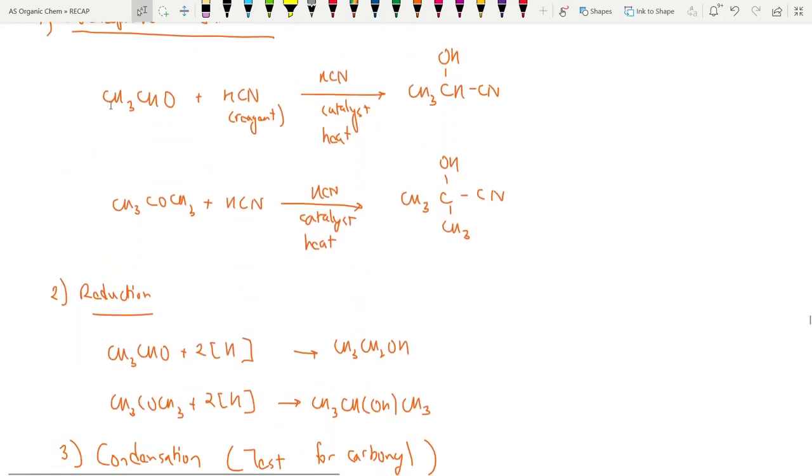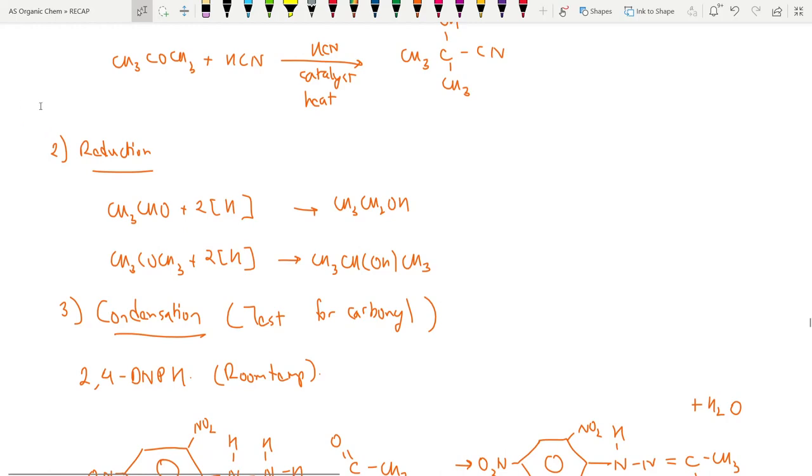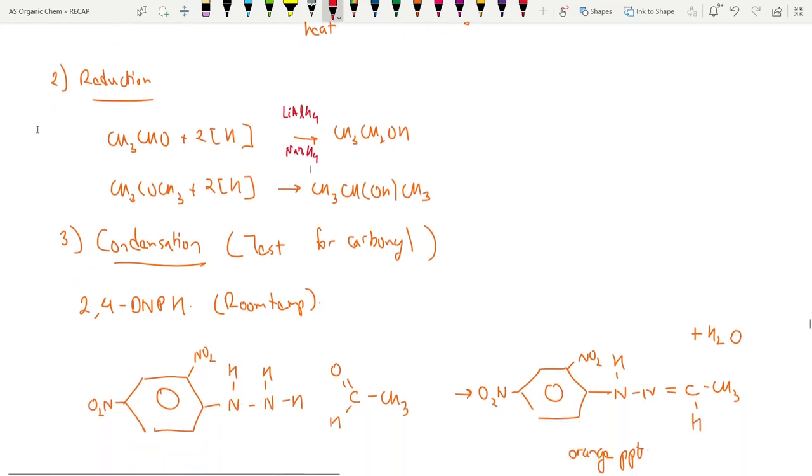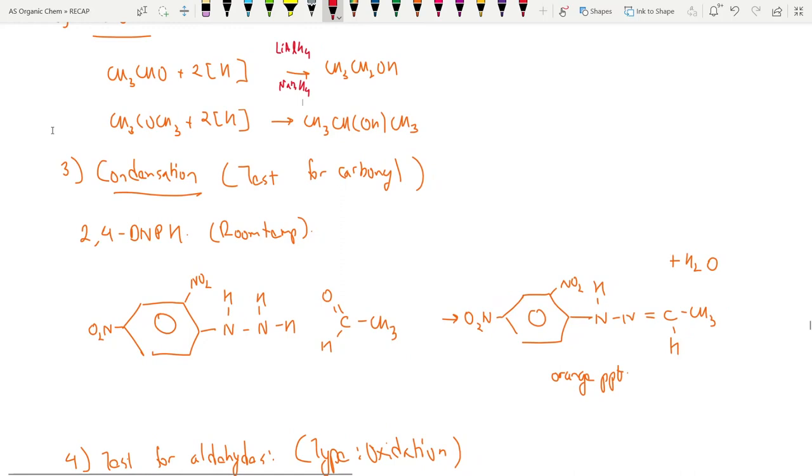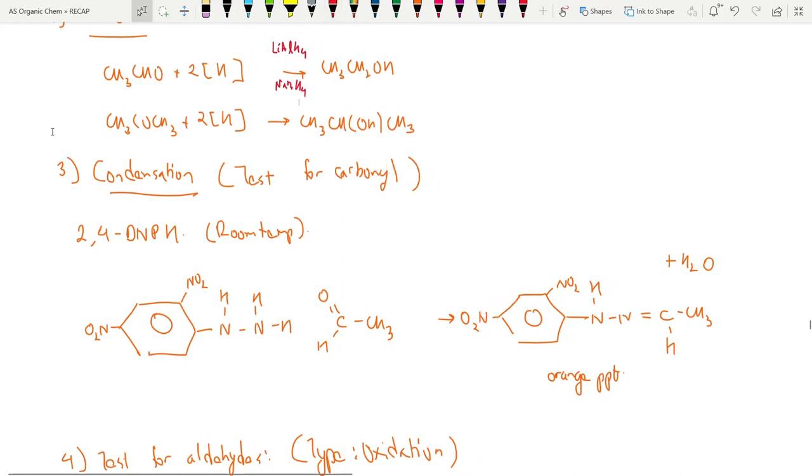So they also undergo reduction. Aldehydes get reduced in the presence of either LiAlH4 or NaBH4, right, to produce primary alcohols, and secondary alcohols get reduced using the same reagents. No heat required. Okay, you'll see that in the book NaBH4 requires heat, but in the mark scheme they don't mention that. So ketones are reduced to secondary alcohols. So the test for carbonyl is using 2,4-dinitrophenylhydrazine, 2,4-DNPH. This is a condensation reaction, as you can see.